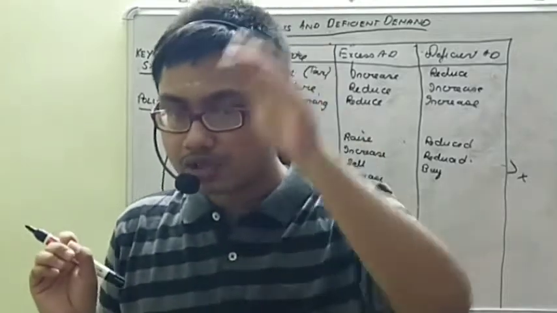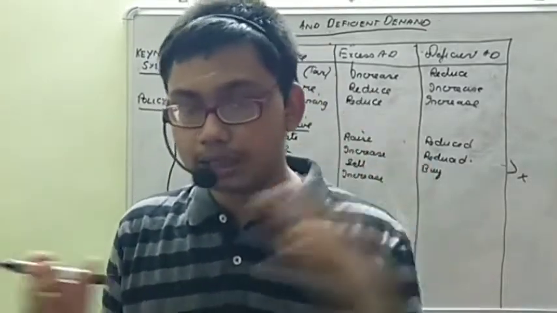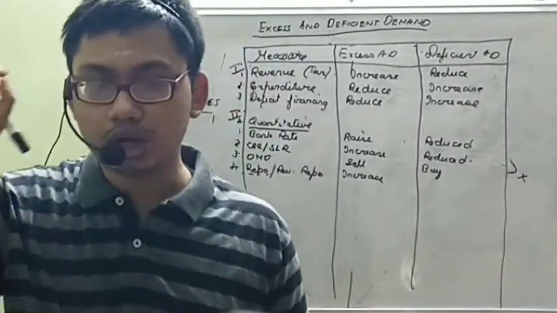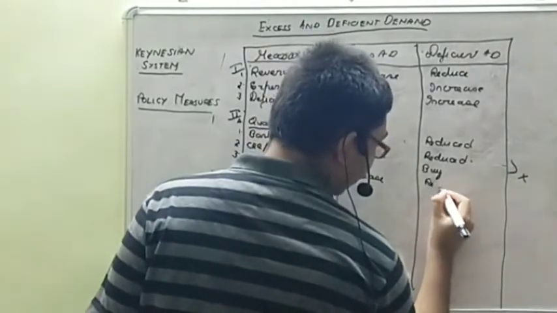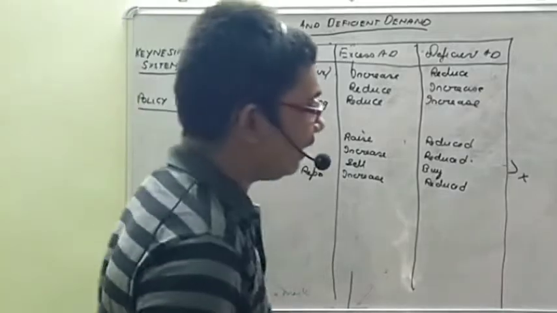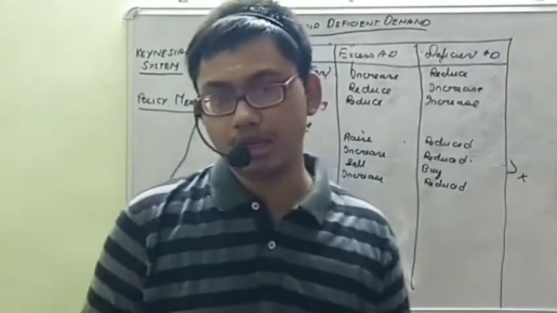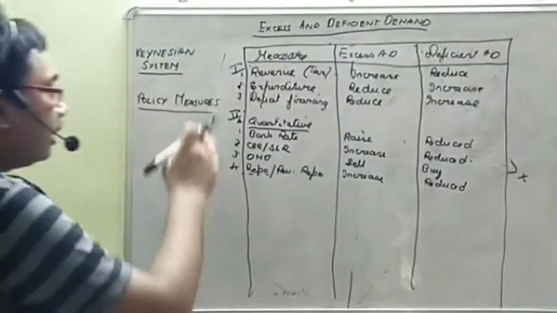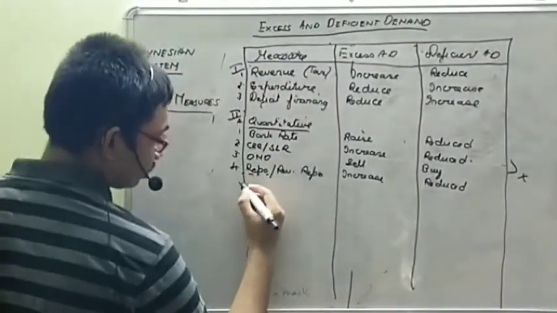So banks will naturally reduce the repo transactions. This will help to control excess demand. In case of deficient demand, the repo rate should naturally be reduced so that cheaper credit will be available to the commercial banks as well as the public. These are the quantitative measures.